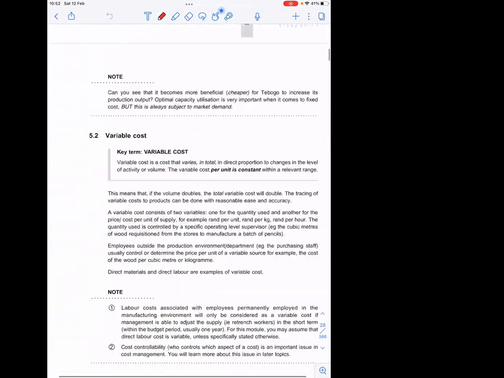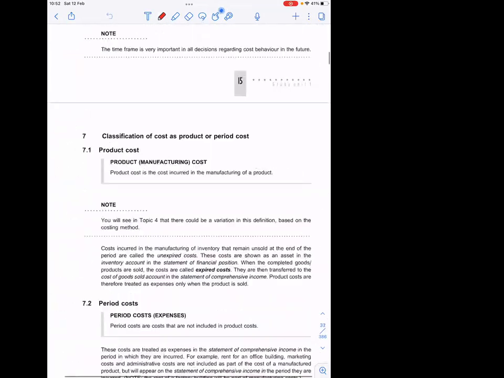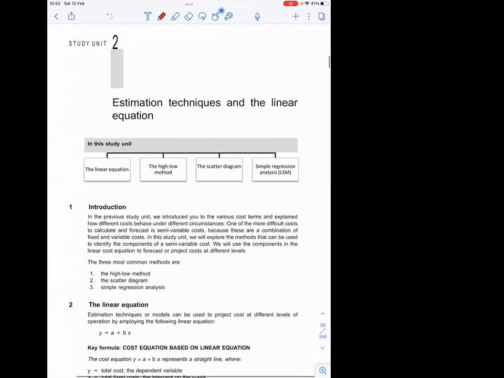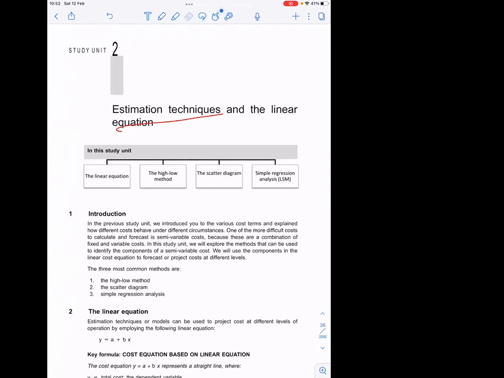Something that they've never tested in years. It can appear. Right, estimation techniques. We are estimating cost, good people here. And these are estimation techniques that are used for the purpose of this module.